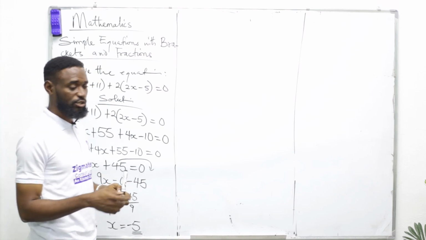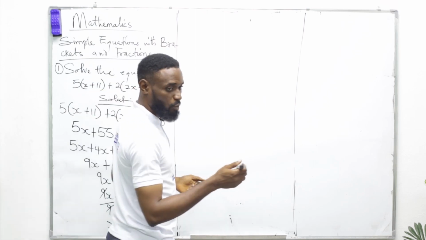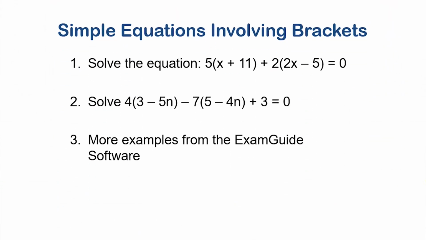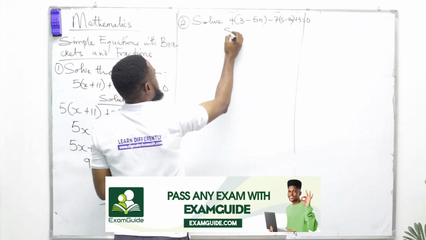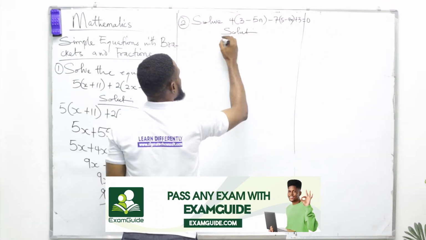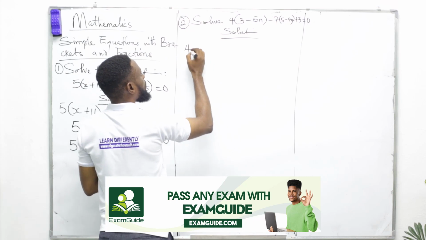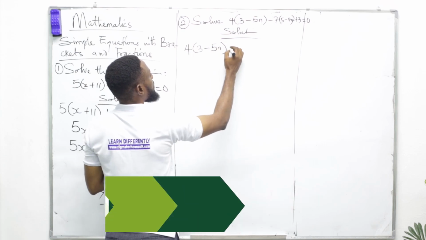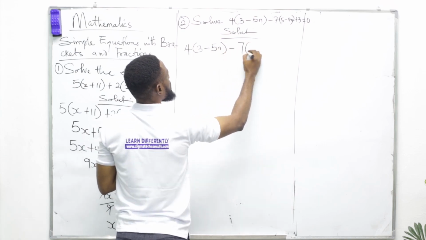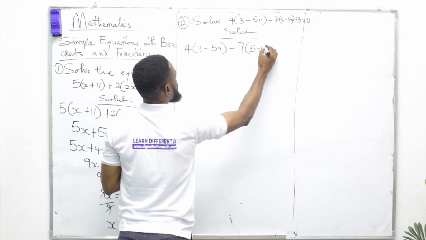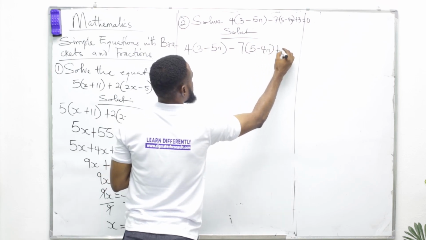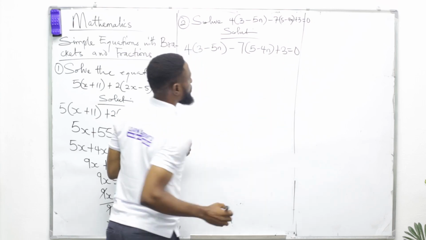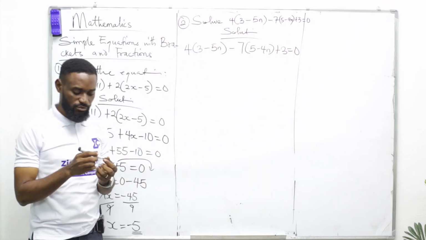So solving questions with brackets is quite simple. Okay, let's look at the second one before we move into solving questions with fractions. So let's bring that to solution. So this is 4 open bracket 3 minus 5n close bracket minus 7 open bracket 5 minus 4n close bracket plus 3 is equal to 0. So they're asking us to solve this equation.